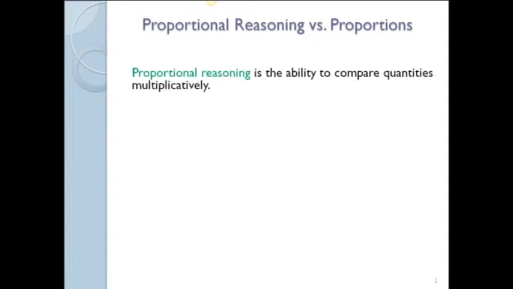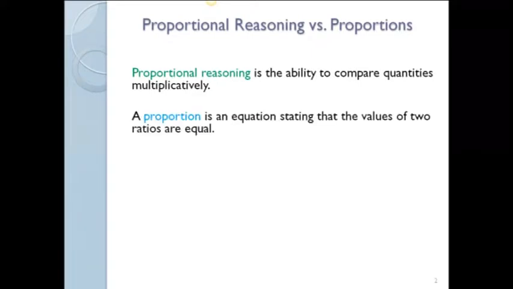Proportional reasoning involves comparing quantities multiplicatively. For example, if you can buy 2 oranges for $1, then at that price you could buy 4 oranges for $2. A proportion is a special kind of equation. It states that the values of 2 ratios are equal. Incidentally, the writers of Common Core chose not to use this word in the content standards. They consider it an unnecessary extra layer of vocabulary because it's just an equation.